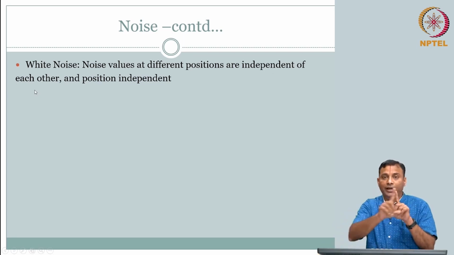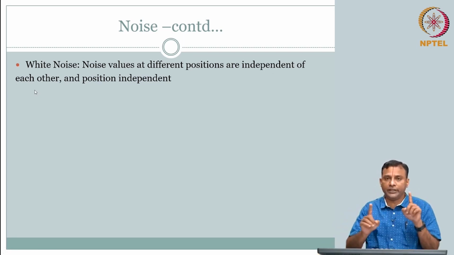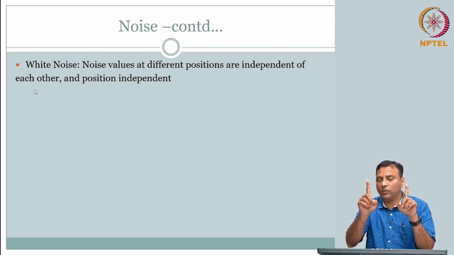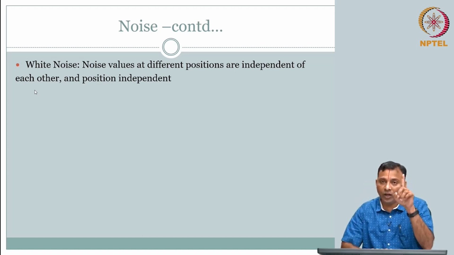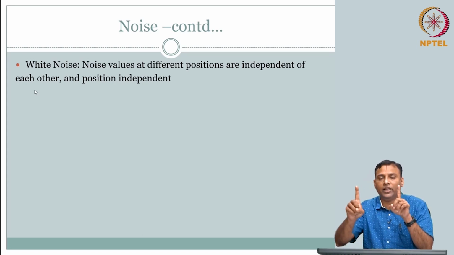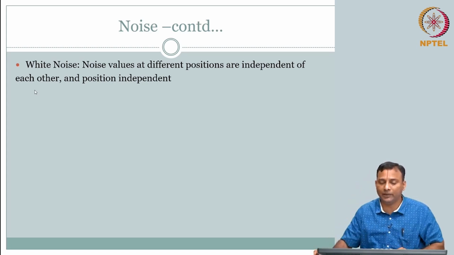What does it mean? It means that noise values at different positions are independent of each other. So I have x comma y, that is different locations. So what is there at one location does not depend on what is there in the other location. Not only that, the noise at a position is independent of that position, and noise at two positions are also independent, okay. So if that is the case, then we get what is called white noise.